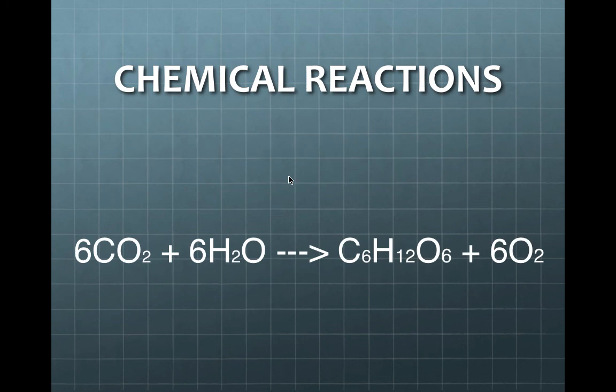Photosynthesis is the following: 6CO2 plus 6H2O yields C6H12O6 plus 6O2. So you have 6 carbon dioxide molecules and 6 water molecules that create 1 glucose molecule and 6 oxygen molecules.